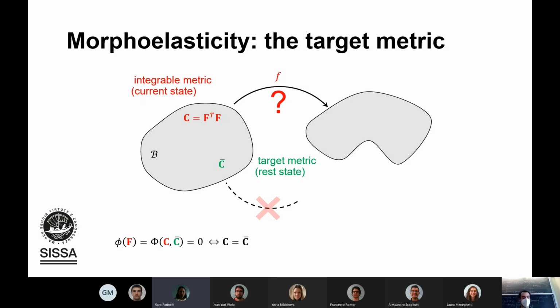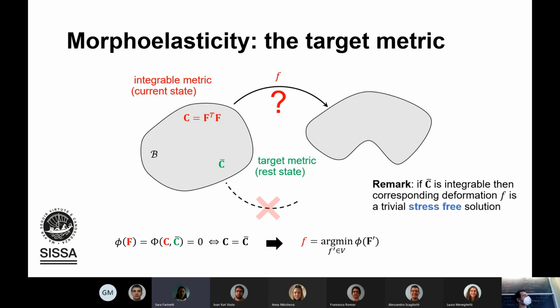And so the elastic energy is zero, because this means that the configuration described by the map F is integrable, and so can be realized. So there is a stress-free configuration in this particular case. So again, one minimizes the energy, finds F. So I've already made this remark. So if C bar is integrable, then one integrates this C bar, finds F, and then F is trivially the stress-free solution of our problem. So this is to introduce how we generally model internal activity.